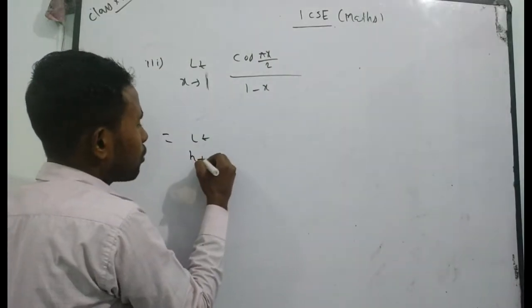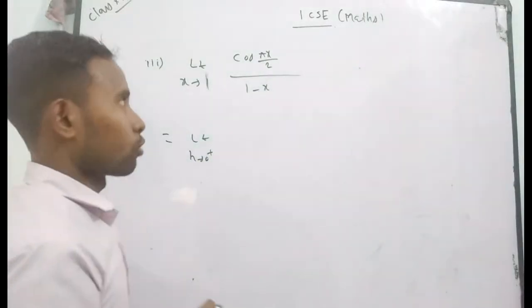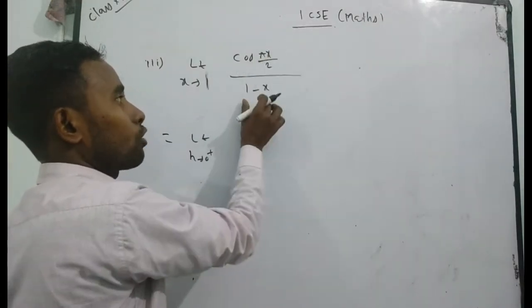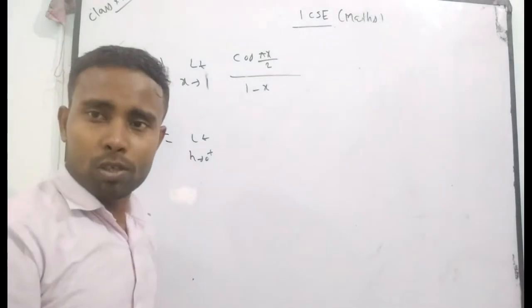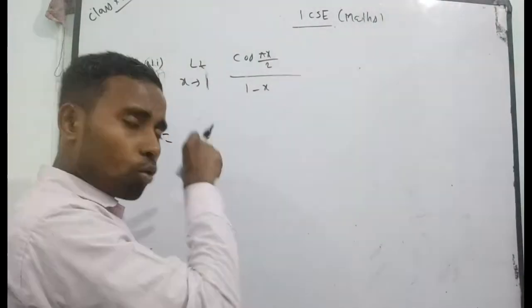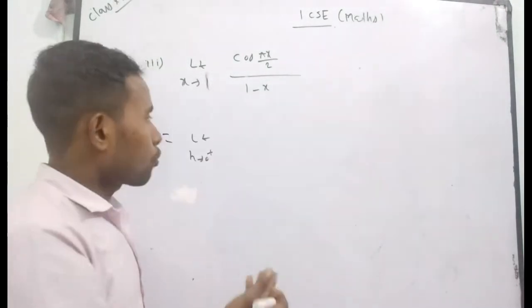Limit x tends to 1 from the right hand side. I already told you, if you put x equal to 1 in this problem, you get cos(pi by 2), 1 minus 1 is 0, that means cos(pi by 2) is equal to 0. In that case it becomes 0 by 0, which is an indeterminate form.